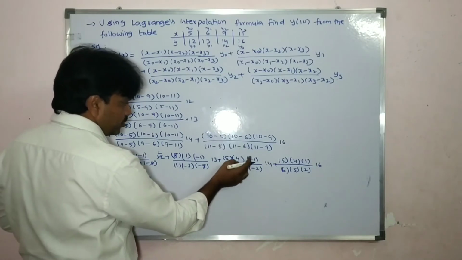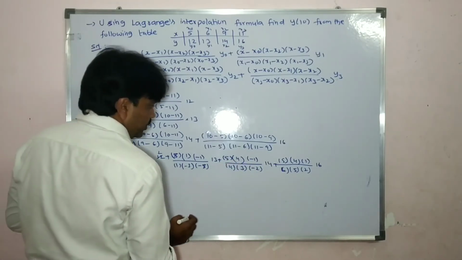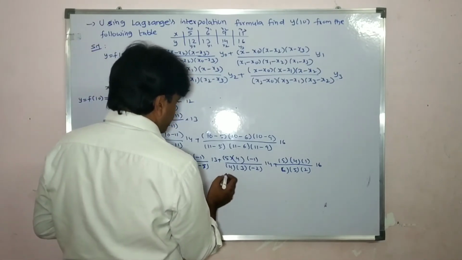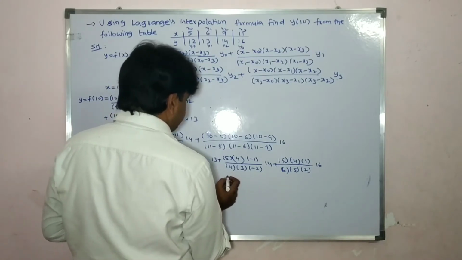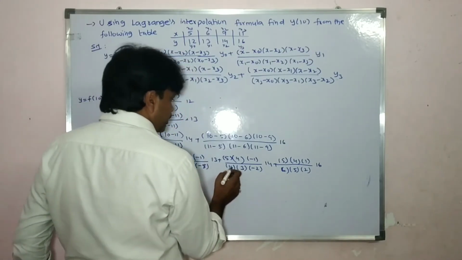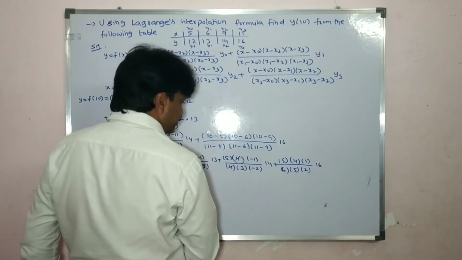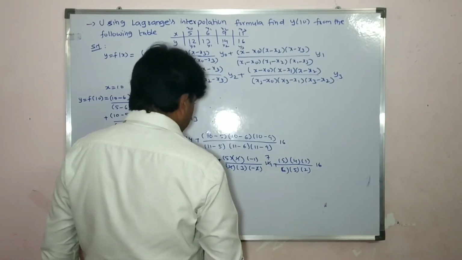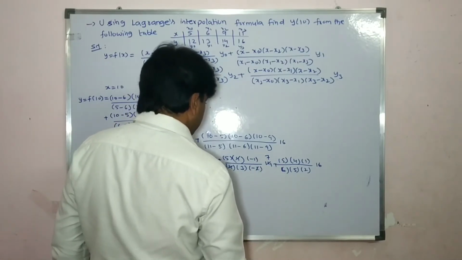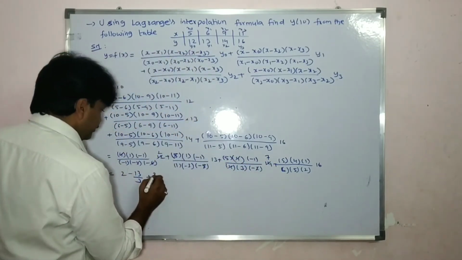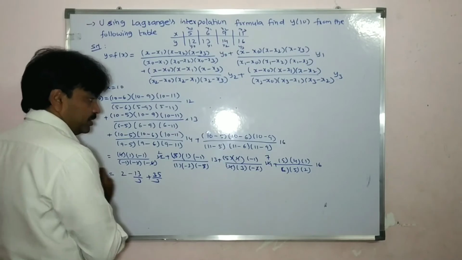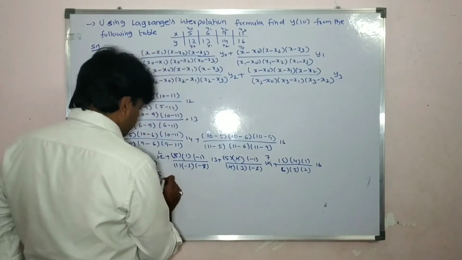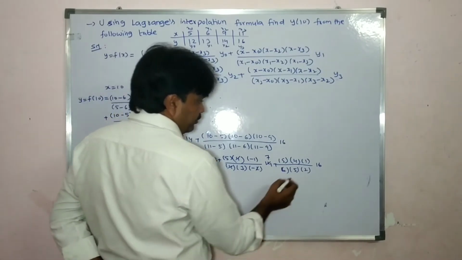See students, how many minus signs are there? 2 minuses, so plus. Here the 4 cancels. The 2 goes 7 times. So 7 fives are 35, 35 by 3, students. See students, there are no negative terms, so plus. The 5 cancels.